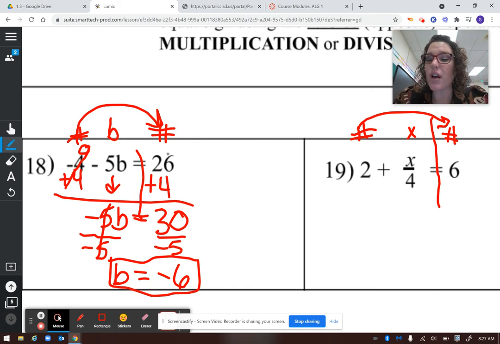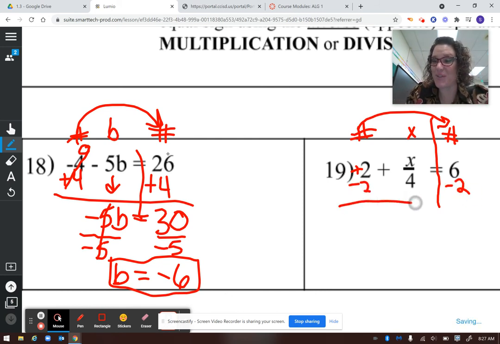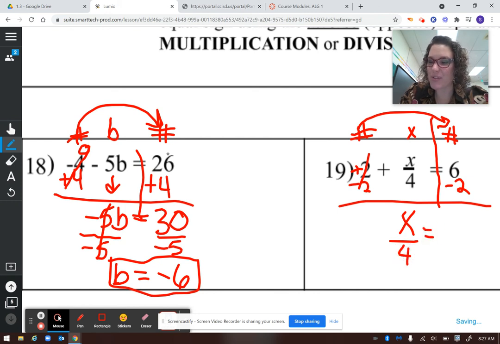So if there's not a sign, it's assumed to be positive. So the opposite of plus 2 is minus 2. What you do to one side, you will do to the other. And notice this x over 4 is going to be equal to 6 minus 2, which is 4.